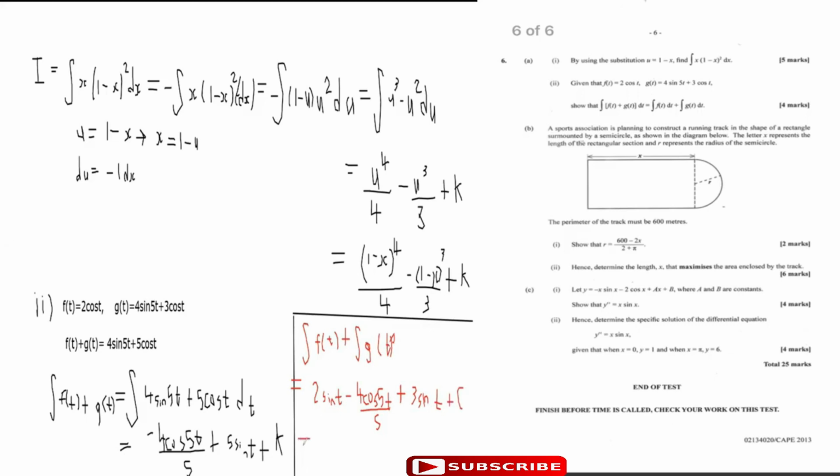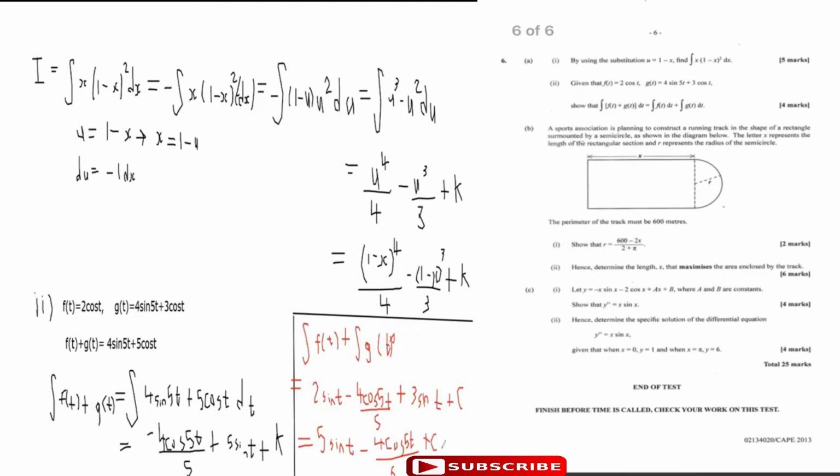All right, but now that 2 sine t and 3 sine t give us 5 sine t. So we get 5 sine t minus 4 cos 5t over 5, plus their constant c. Clearly they are the same.